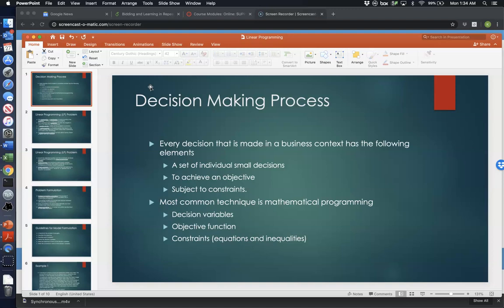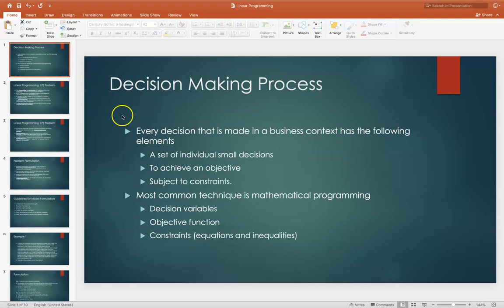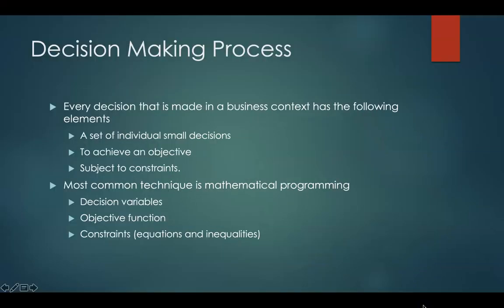If you look at the decision-making process itself, every decision that is made in the business, you say in the business context, but it could be any context at all, it has three elements to it. The first is usually a big decision involves a set of smaller individual decisions, and all of these decisions are being taken to usually achieve a single or sometimes multiple but related objectives, and this is done while you're subject to constraints. There's always constraints in real life scenarios.